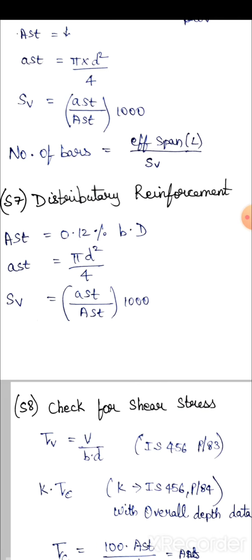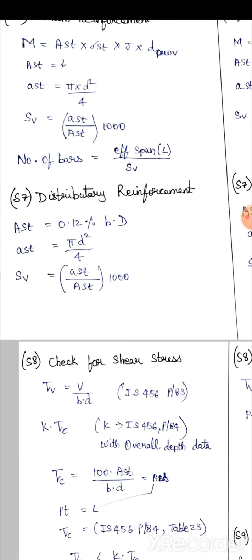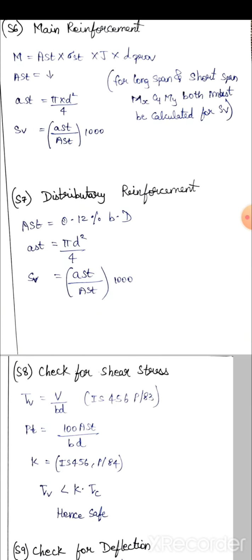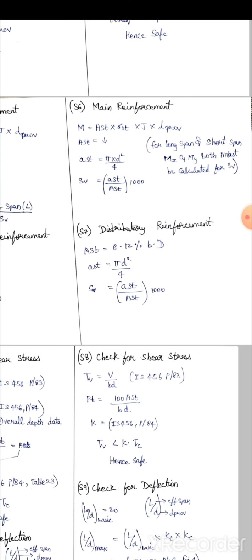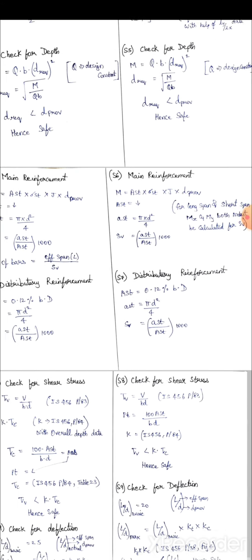Next comes distributory reinforcement for one-way slab. AST equal to 0.12% B into D. Small AST is equal to pi d square by 4. These two are substituted for finding spacing. Spacing equal to small AST by AST into 1000. Next, two-way slab distributory reinforcement. The formula is same for one-way and two-way reinforcement. That is distributory reinforcement.